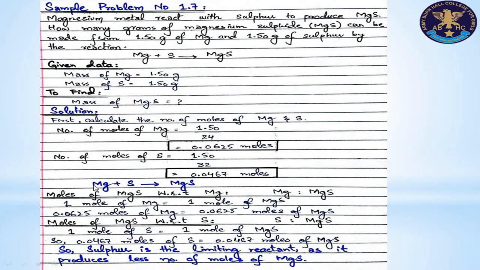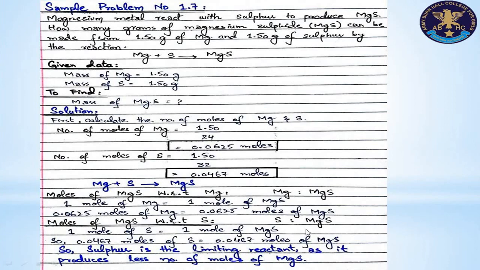From the equation, 1 mole of magnesium gives us 1 mole of magnesium sulfide. So if we have 0.0625 moles of magnesium, the moles of magnesium sulfide will be equivalent to the moles of magnesium, because in the equation we have both 1 mole of magnesium and 1 mole of magnesium sulfide.